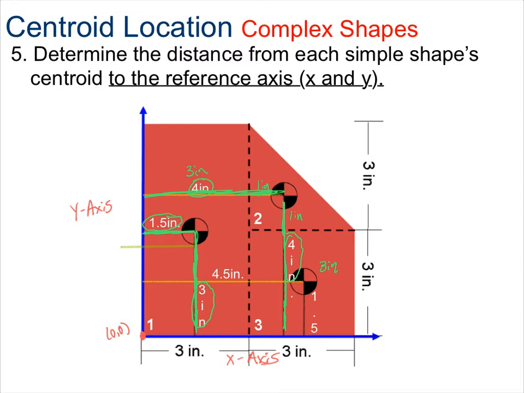And then finally, we have our square for shape number 3. So the distance from the centroid to the y-axis is going to be 4.5 inches. And the distance from the centroid to the x-axis is, again, 1.5 inches.